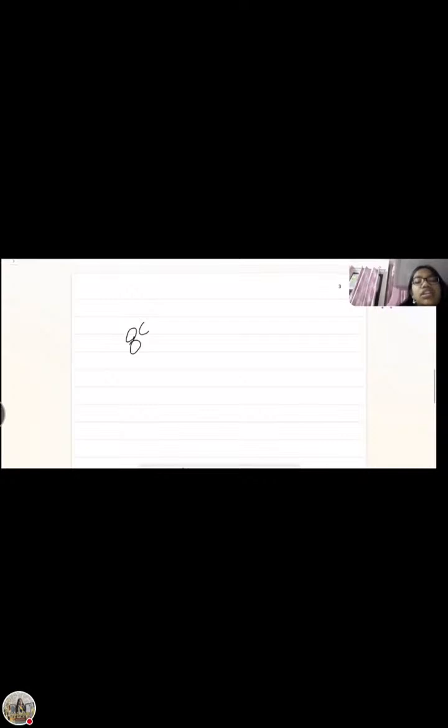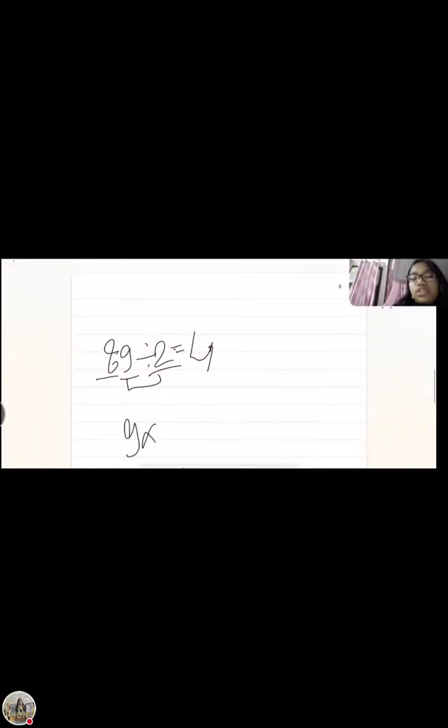89 divided by 2. Now our answer should come in 1 or 2 digits, that we know. Okay, now what was the first step? To divide the first digit. So 8 divided by 2 is 4. Now second digit, 9 divided by 2: 9 does not come in 2's table. We'll take a smaller number than that, that is 8. That comes in 2's table, so 8 divided by 2 is 4.